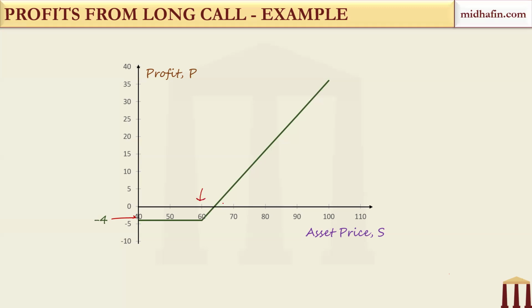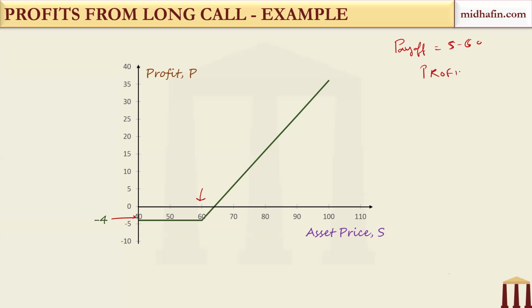Now, I can write the payoff after this 60 very clearly. Payoff is not a problem. Payoff is simply S minus 60, right? 60 is the strike price. It's very clear. But this is not a payoff diagram. This is a profit diagram.